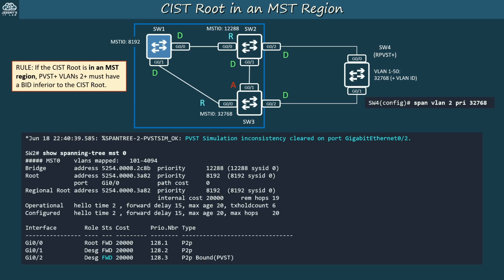Okay, that's the first rule when connecting PVST+ switches to MST regions. If the CIST root is in an MST region, PVST+ VLANs 2 and greater must have a bridge ID inferior to the CIST root.